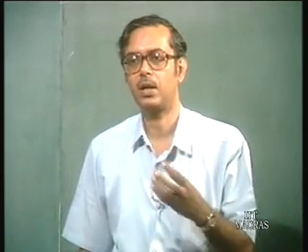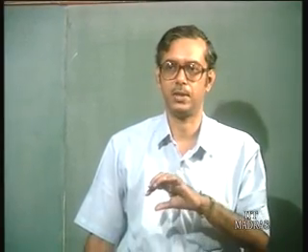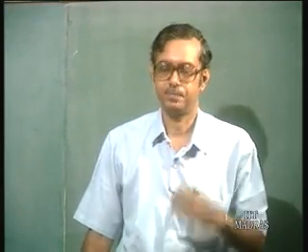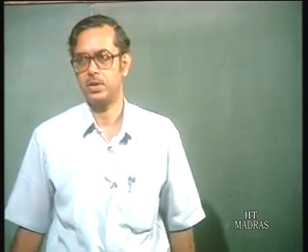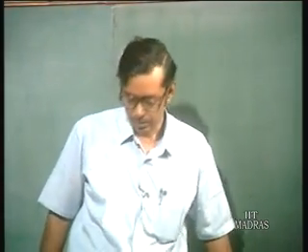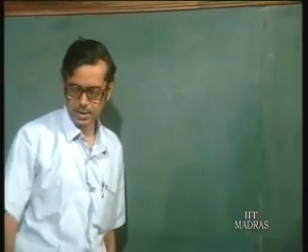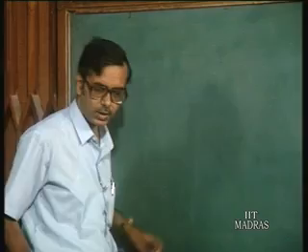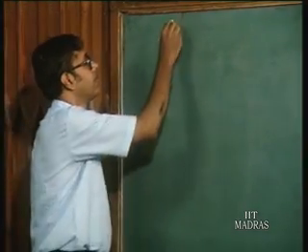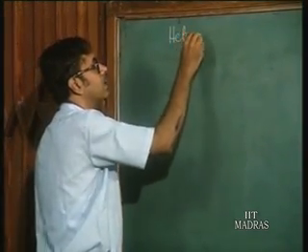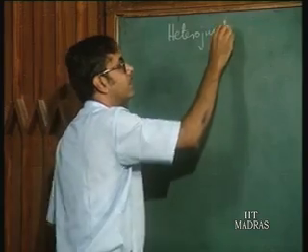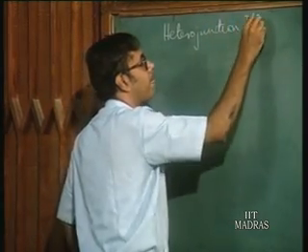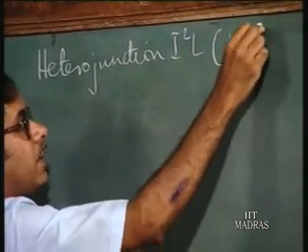And this largely offsets the problems of I squared L, because in I squared L the problem came about because you had to use a lightly doped emitter. So there has been a lot of work on heterojunction I squared L, and even now a lot of work is going on. So we shall continue our discussion on heterojunction I squared L, or H I squared L, from the last class.